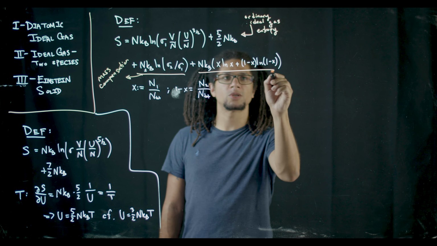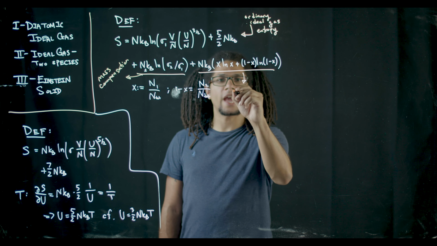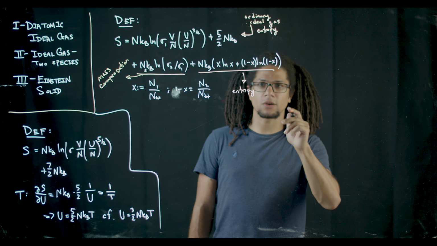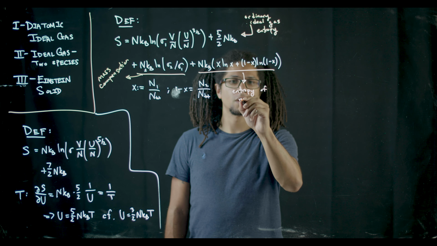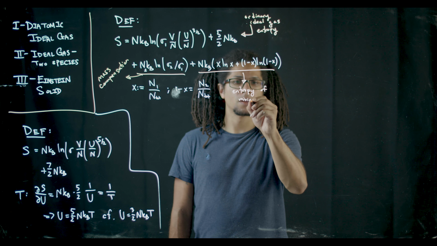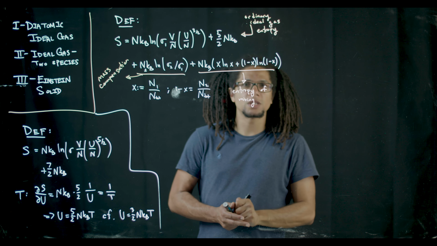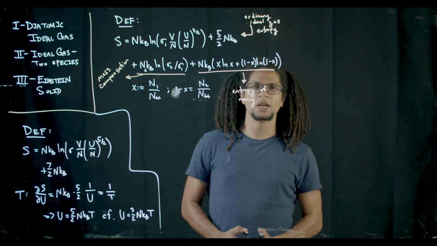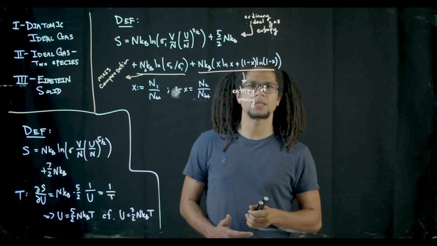Finally, this term is also perplexing. It's called the entropy of mixing, and we won't be able to explain where it comes from until much later on in the course. But I want to introduce the notion that it maybe suggests some sort of fundamental discontinuity present in the theory. And what I mean is this.